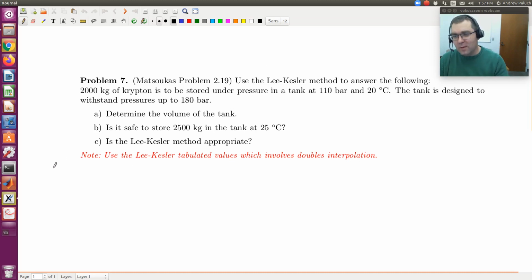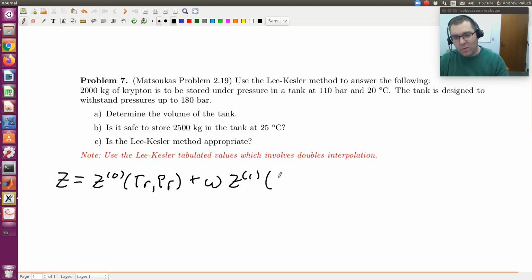Now remember, when it comes to the Lee-Kesler method, the idea is that Z is written as Z naught, which is a function of reduced temperature and pressure, plus omega times Z1, where Z1 is a function of the reduced temperature and pressure as well.